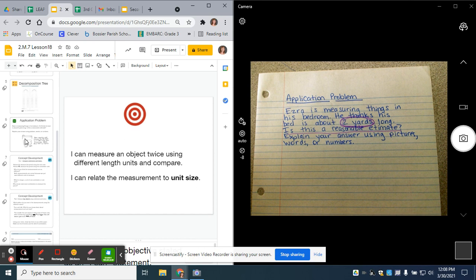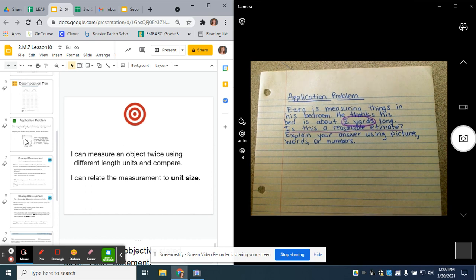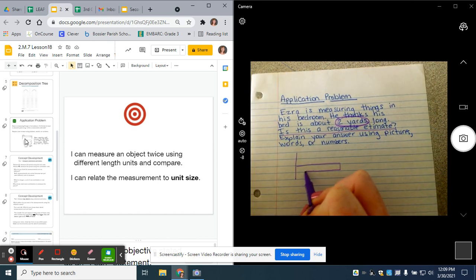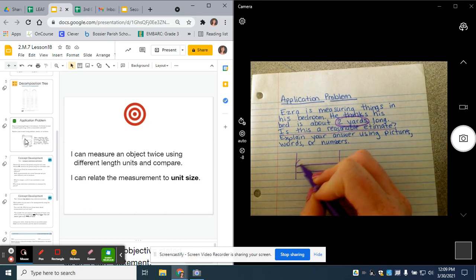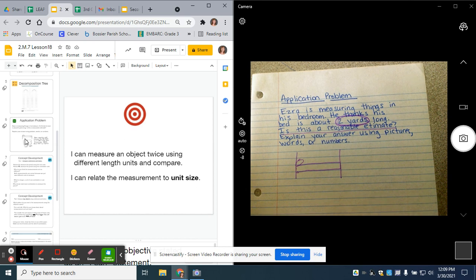Well, in this case, I'm going to show you pretty much all of these. Is it reasonable? It's probably going to be yes, or it's probably going to be no. So I'm going to draw a picture of a bed. Let's say this is Ezra's bed. It has a headboard and a footboard, and a little pillow right here. There's Ezra's bed. It says that he thinks it's about 2 yards long.